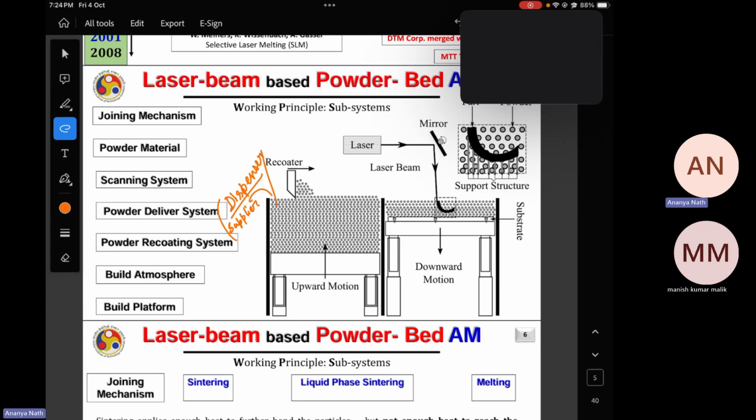As the part is made inside the powder bed, if there is some closed chamber, closed component, the closed component will contain powder filled in it.